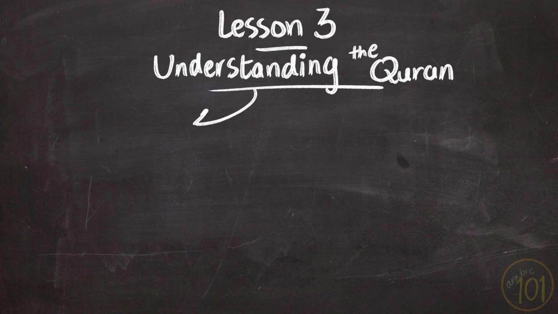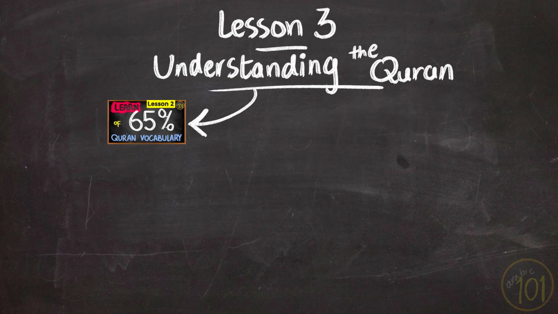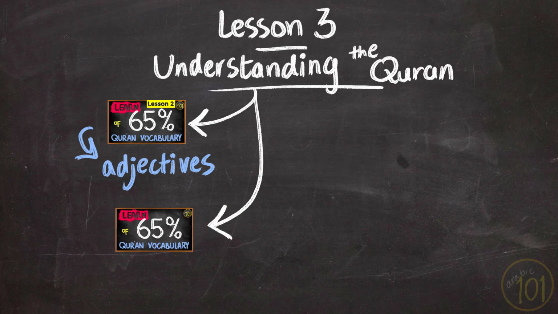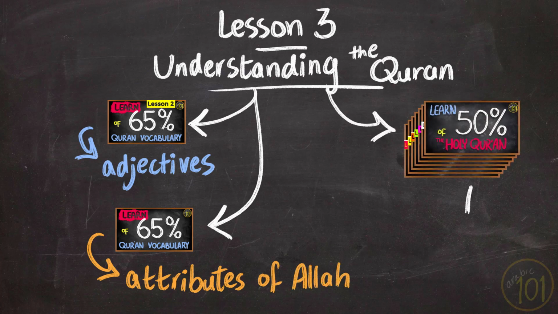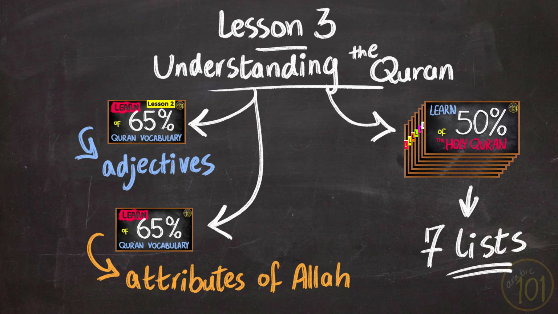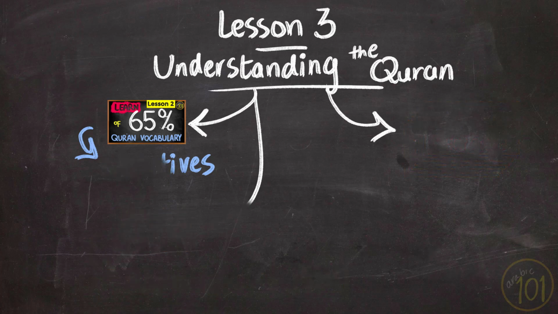Last lesson we talked about the most frequently used adjectives in the Holy Quran. And the lesson before, we talked about the attributes of Allah. Don't forget to check these lessons if you haven't done that already. And before these lessons, we learned 7 lists that represent around 50% of the vocabulary of the Holy Quran. Don't forget to check these ones out as well.